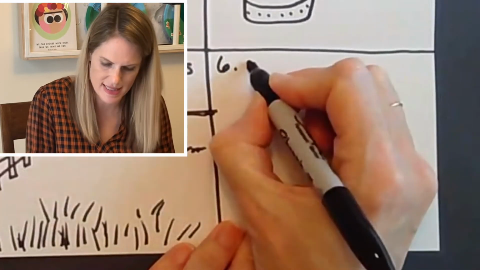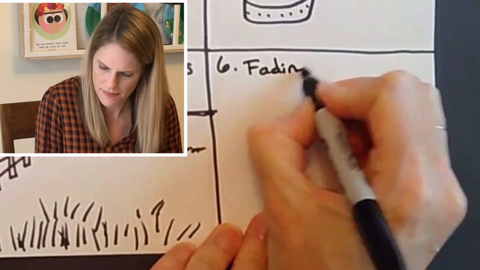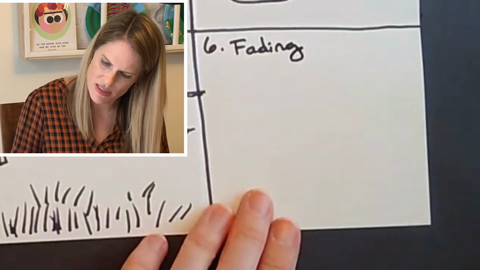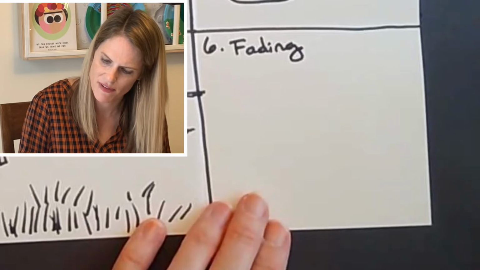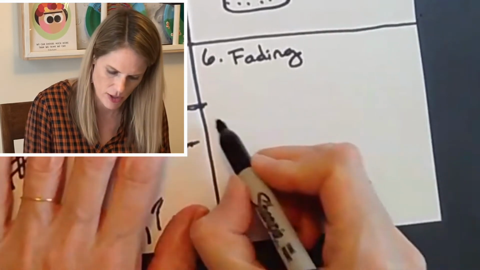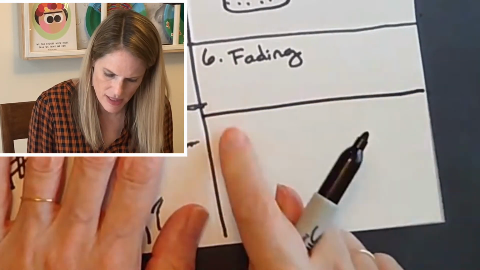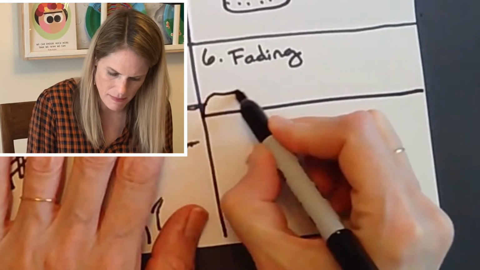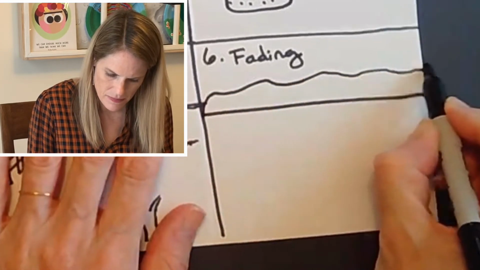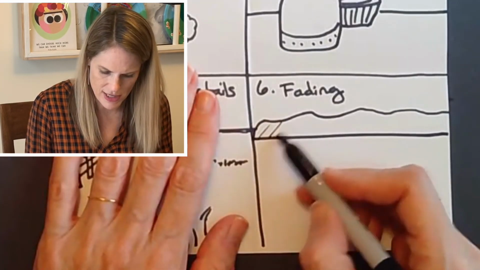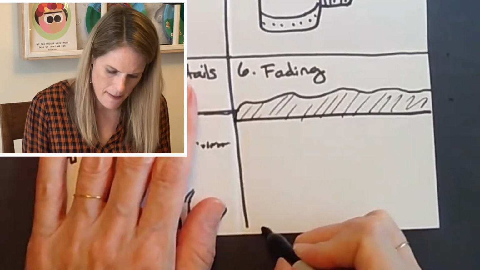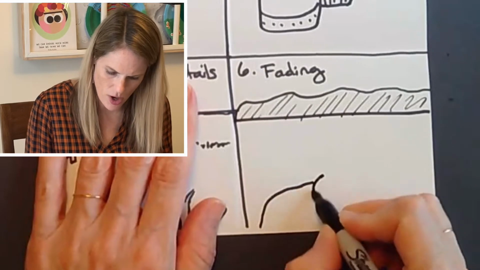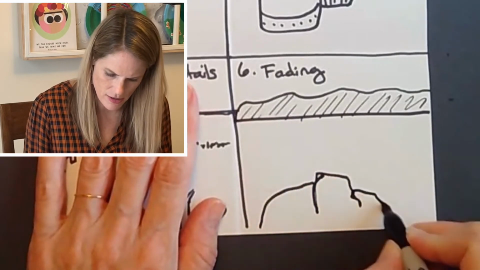And number 6, the last one, is called fading. It shows distance because the farther away things are, the paler they become. The horizon is lightest in value and the foreground is the darkest in value. So in this example, at the horizon line, there are some mountains in the back and they're just very lightly shaded. But there's a big boulder or a rock in the foreground.